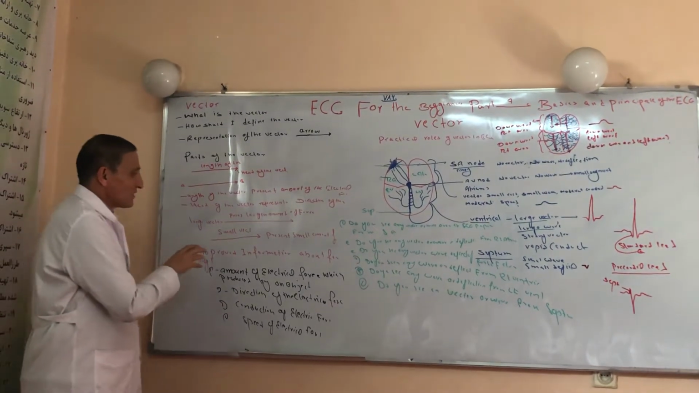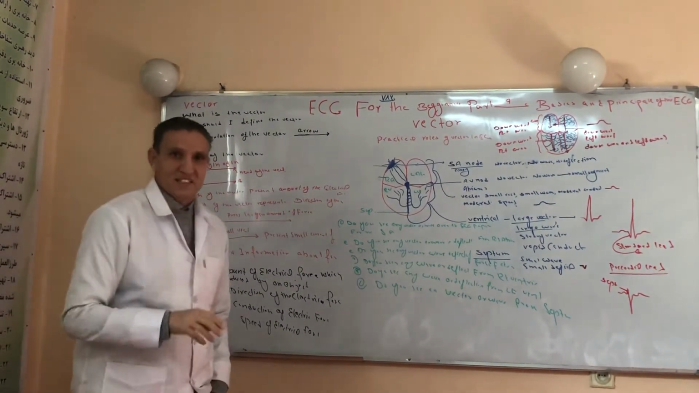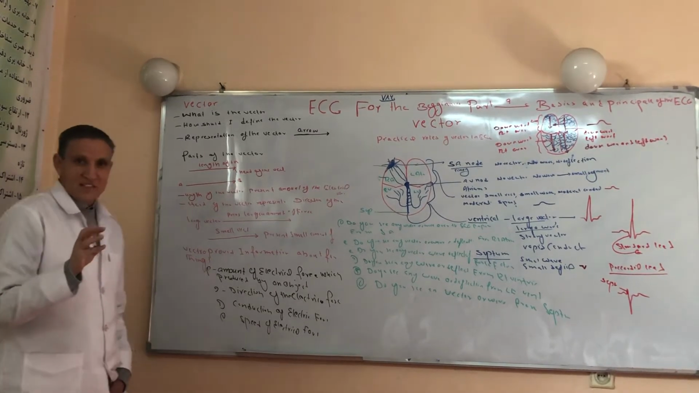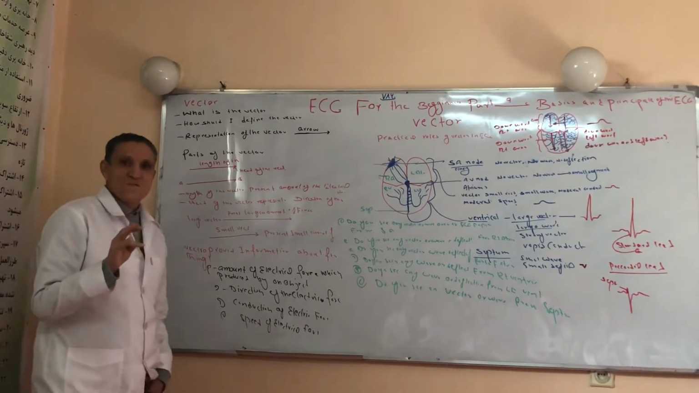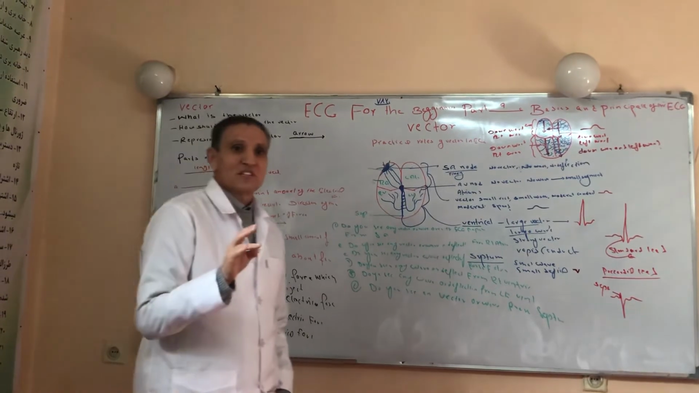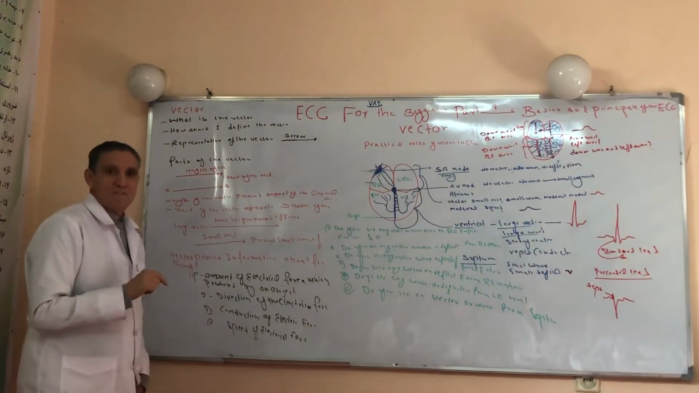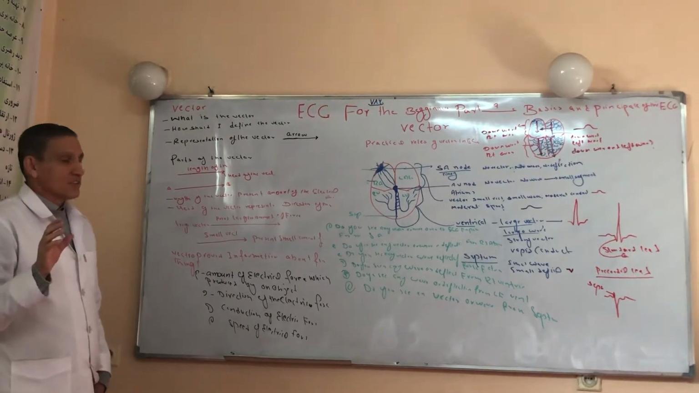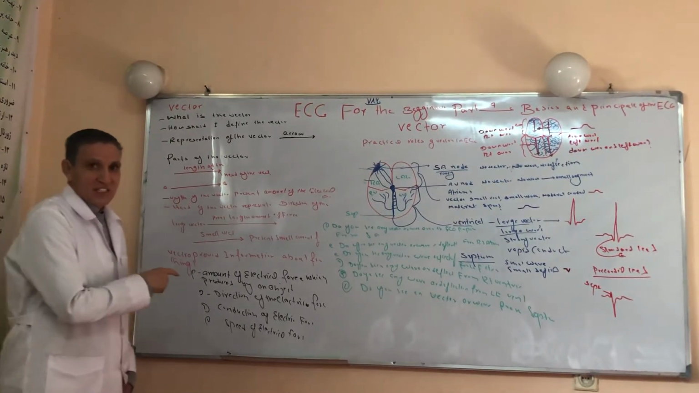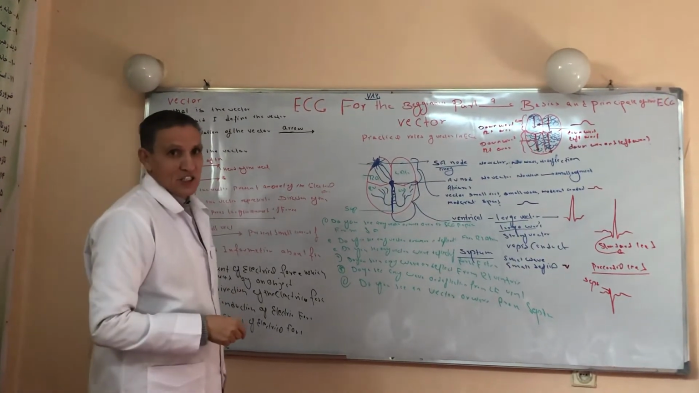So in the end, the vector provides information about four main things. First, the amount of the electrical force. Second, the direction of the electrical force. Third, the conduction of the electrical force. And finally, the speed of the electrical force. We practically see these four things in the ECG.